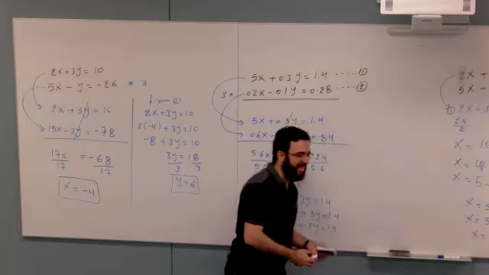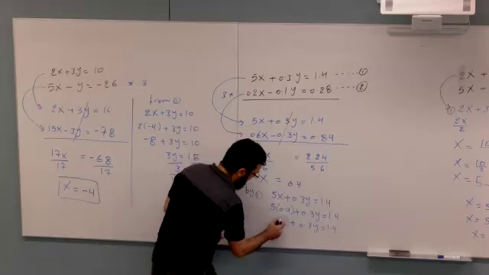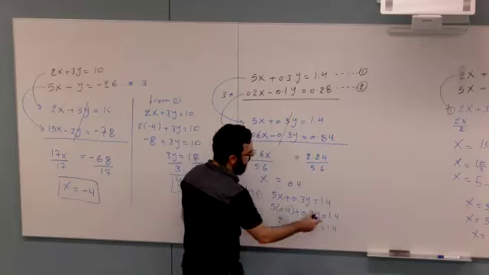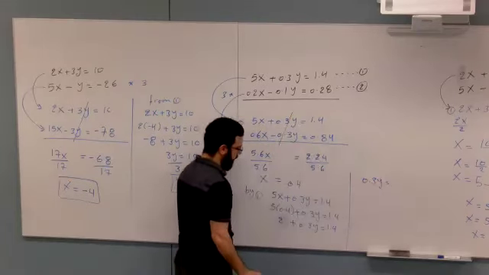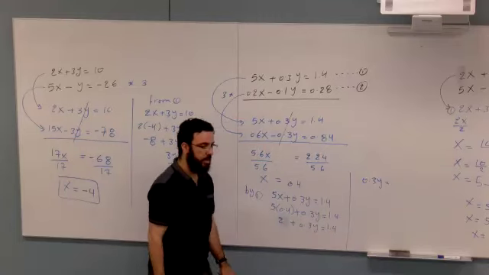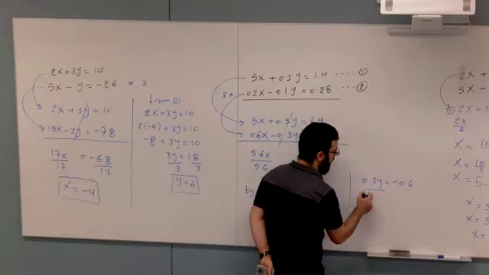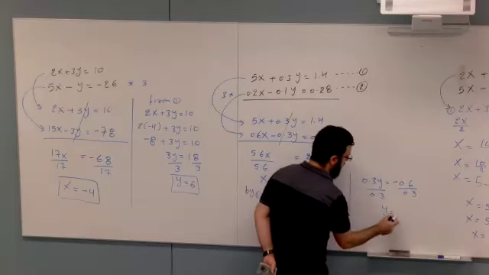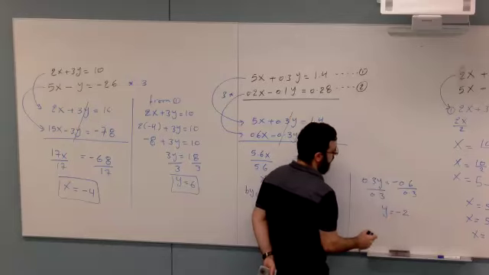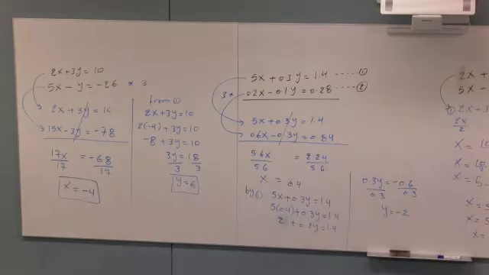How much you got here? 2. That makes sense. Move the 2 to the other side. So 0.3y equal what? Negative 0.6. Then divide both sides by 0.3. How much is the value of y? Negative 2. Okay, so you have the value of x and you have the value of y.